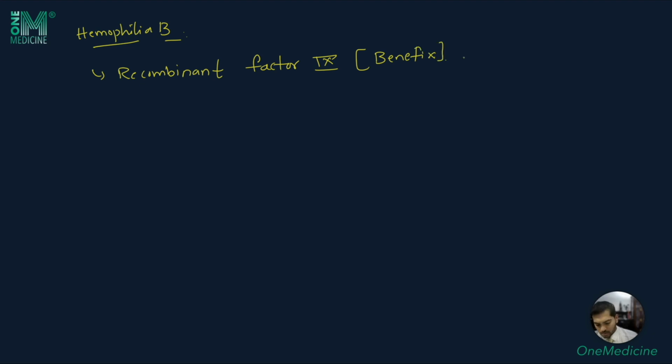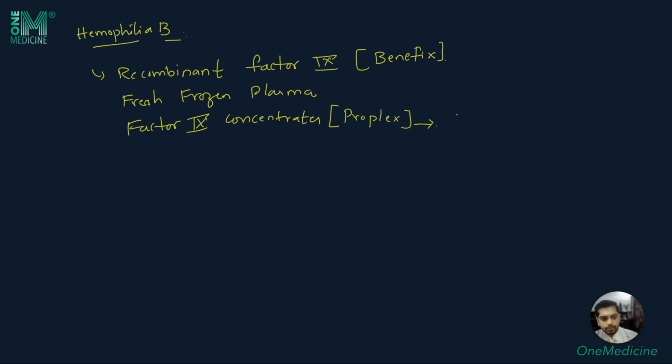Now let's look at the treatment of hemophilia B. Recombinant factor 9, examples include Benefix, or fresh frozen plasma or factor 9 concentrates. Commercially available examples include Proplex, which can be used.